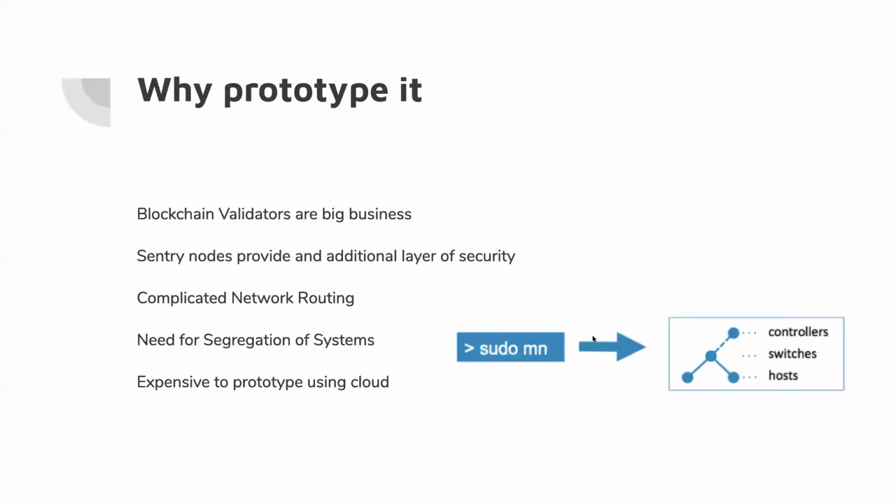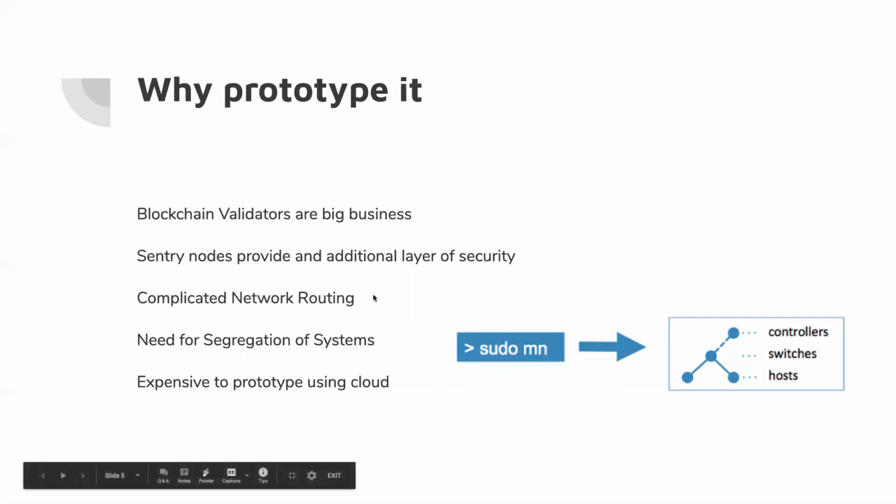So why prototype it? As discussed, blockchain validators are big business. If a validator is compromised, there's a potential for a rogue actor to do something bad, like double sign blocks or steal funds, or other activities which wouldn't be ideal for the company operating the validator. As discussed, the sentry nodes give us that layer of security, but in the cloud, it's quite expensive to model these things.